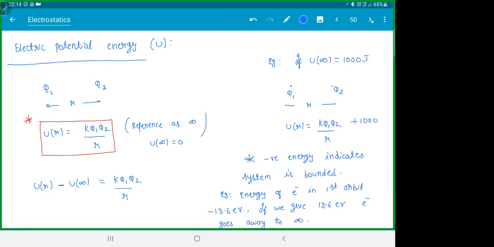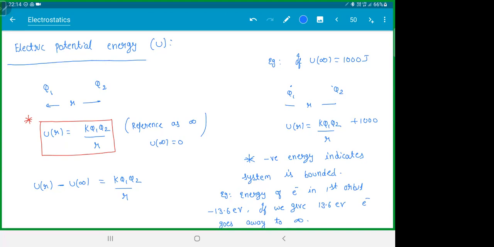So the meaning of negative energy is, think of it like this. If I say you have minus 100 rupees, what is the meaning of that? You owe me 100 rupees. Until you give me that 100 rupees, I'm not going to leave you. So bounded systems have negative energy. You can also say stable systems have negative energy. The more negative energy, the more stable the system is.